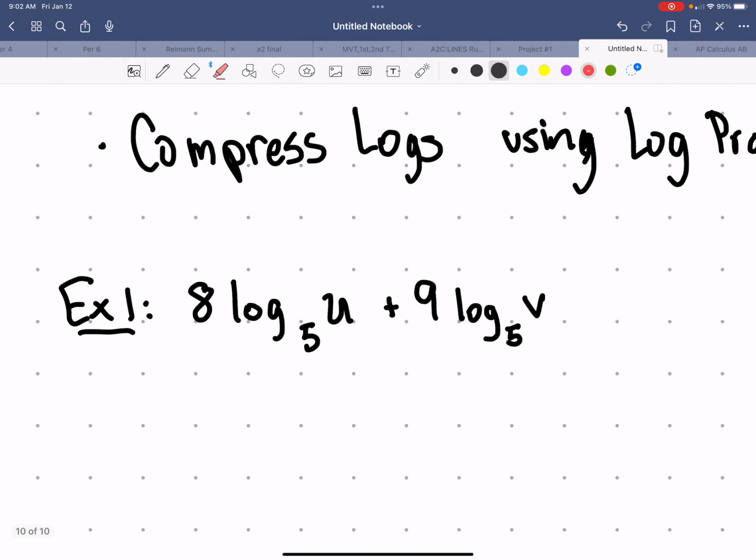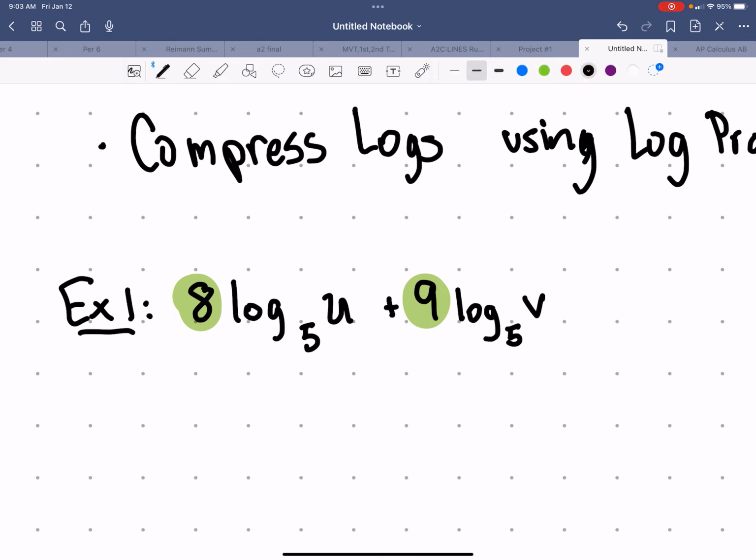All right, so the first thing we notice here is that we're adding, right? That's the first thing you notice. The thing is, we can only add if the bases are the same. So let's check if the bases are the same. 5 and 5. All right, cool. They are the same, so we can combine them. But what's stopping us from combining is that I have this pesky 8 and this pesky 9 right in front of them.